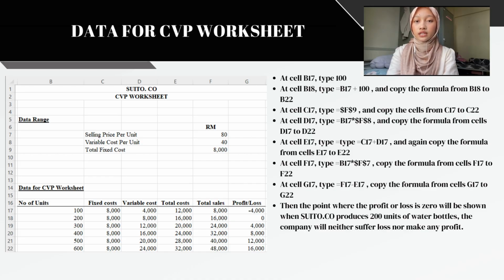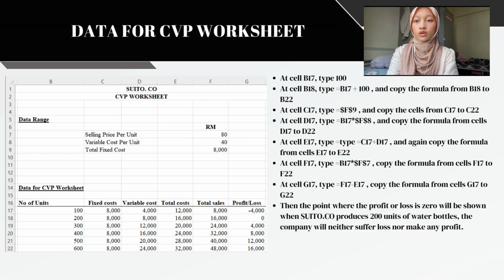At cell F17, type equals B17 multiplied by absolute reference $F$7, and copy the formula from cell F17 to F22. At cell G17, type equals F17 minus E17. Copy the formula from cell G17 to G22. Then the point where the profit or loss is 0 will be shown.